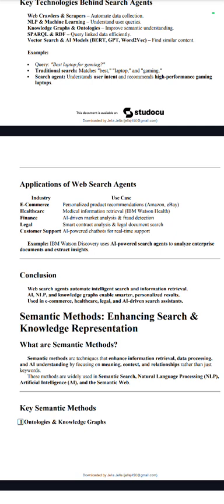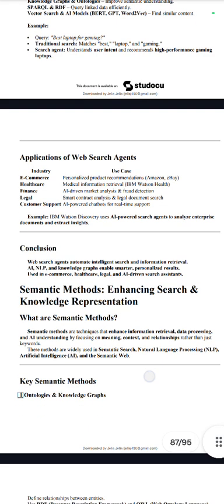To put it simply, web search agents are AI powered search agents, which are smart and do more efficient work compared to traditional search. Conclusion: web search agents automate intelligent search and information retrieval. AI, NLP, and knowledge graphs enable smarter, personalized results used in e-commerce, healthcare, legal, and AI powered search assistants.